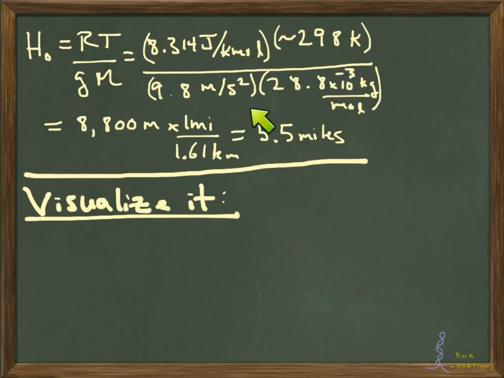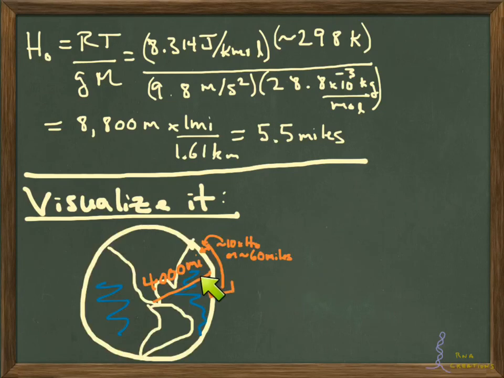When we plug these into our calculator, we end up with an answer of 8,800 meters for the scale height. If we convert that into miles, this is about 5.5 miles. It's useful to visualize this as well. I've made a little sketch here of the Earth. The radius of the Earth is 4,000 miles. The thickness of the atmosphere is about 10 times the scale height, we can approximate. Of course, it's thinning out. So you can see that the atmosphere is just a thin skin over the surface of the Earth. It's even exaggerated in this drawing.